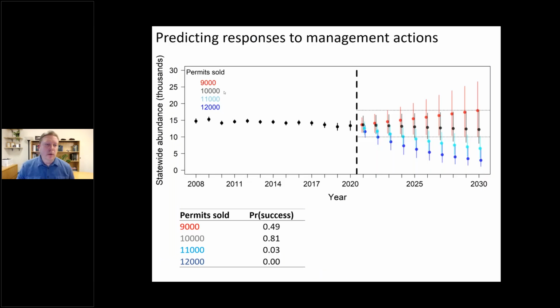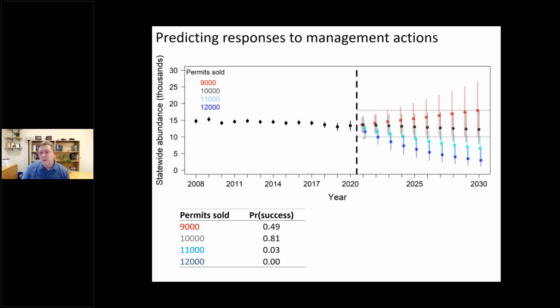And so this is what it looks like when we predict it out. You can see here that these are, again, our estimates from our 2008 to 2020 data, getting about 15,000 bears per year. And then we project moving into the future with our 9,000 permits sold in red, 10,000 in black, 11,000 in light blue, or 12,000 permits being sold in dark blue.